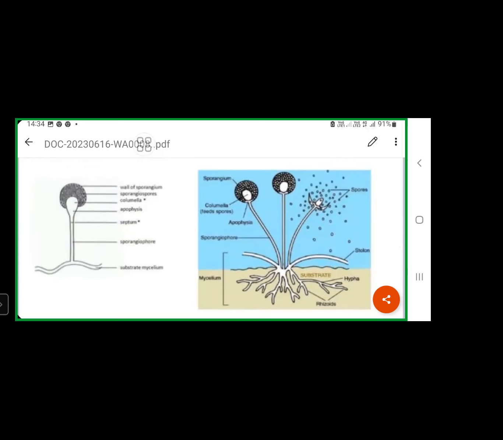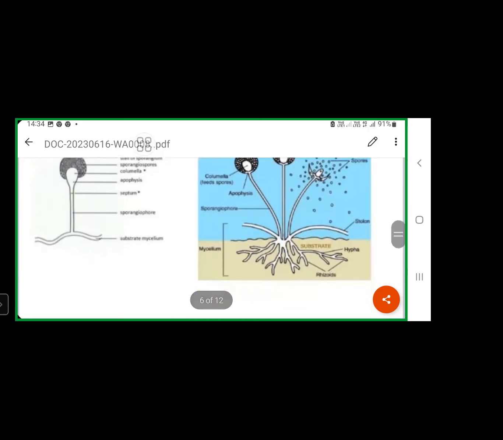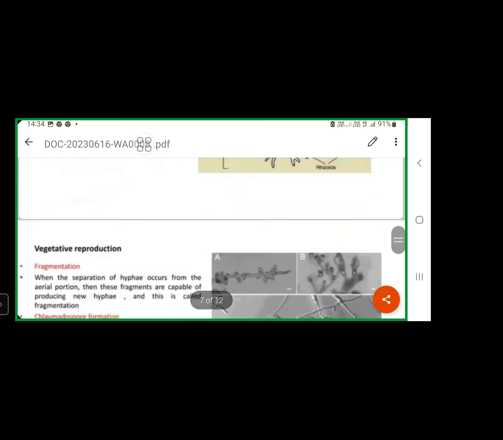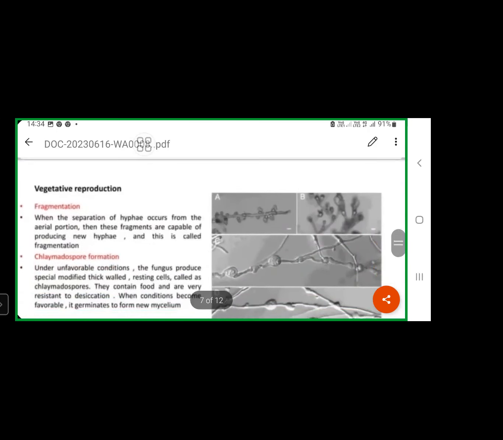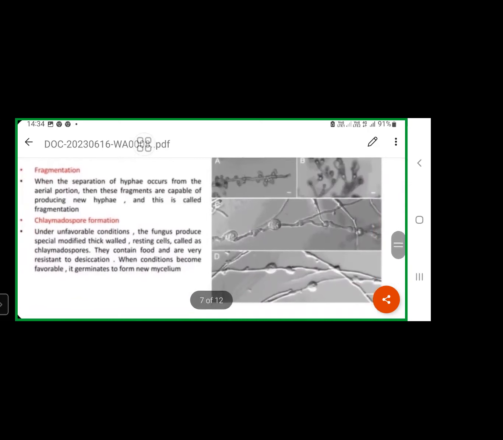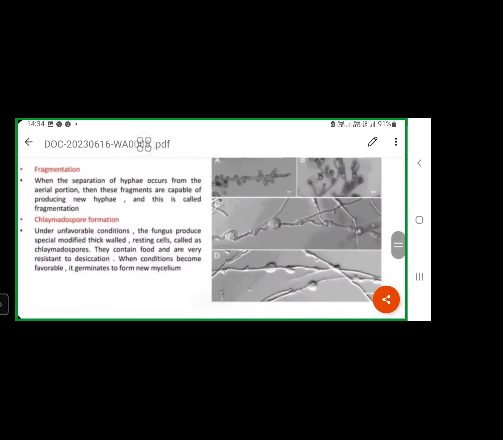We will discuss all these three methods in a detailed manner now. What is the first method of vegetative reproduction? One is called fragmentation. Fragmentation means here the mycelium or the filament breaks into small pieces. Whenever conditions are favorable, each piece germinates into new mycelium. That kind of vegetative reproduction is called the fragmentation type of vegetative reproduction.